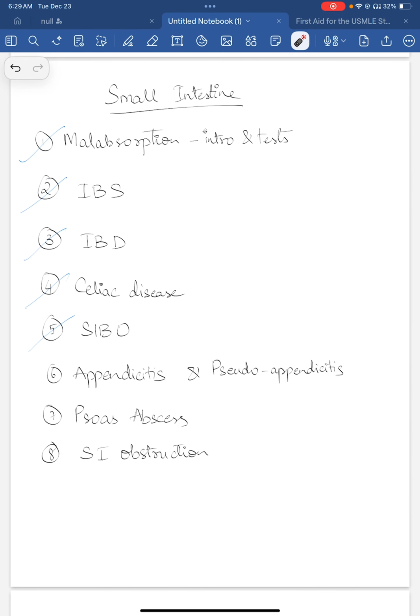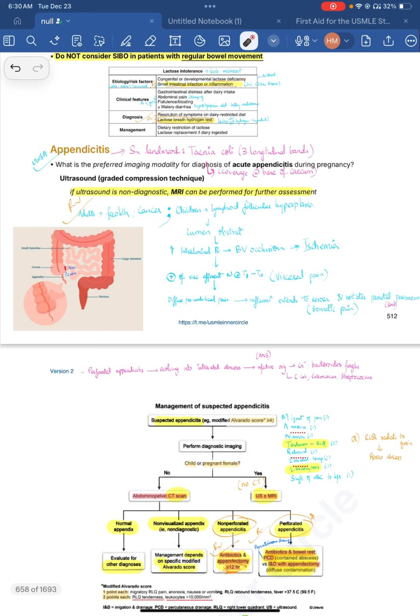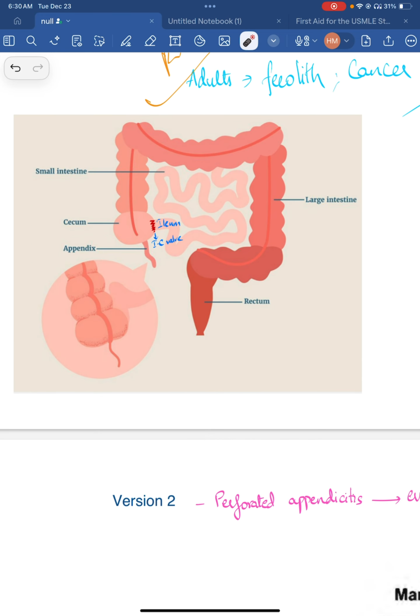Now progressing to the next topic, that is appendicitis and pseudoappendicitis. This is one of the easiest topics, probably because I have undergone appendectomy. Let's go. What is appendicitis?